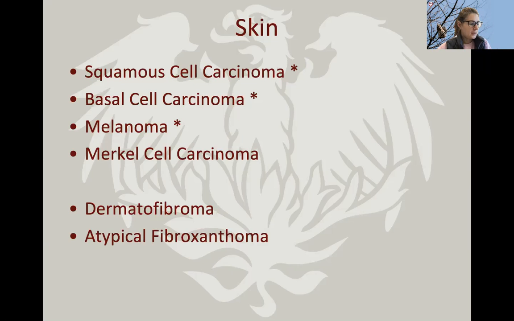Okay, so into the skin: squamous, basal, melanoma, Merkel. Of course these cancers can happen anywhere, but they often happen in the head and neck because it is a highly sun-exposed area. And we know that skin cancers have sun as a causative etiology. So we often see these in the head and neck as well as other sun-exposed areas. We're going to talk about a few dermal spindle cell lesions as well.